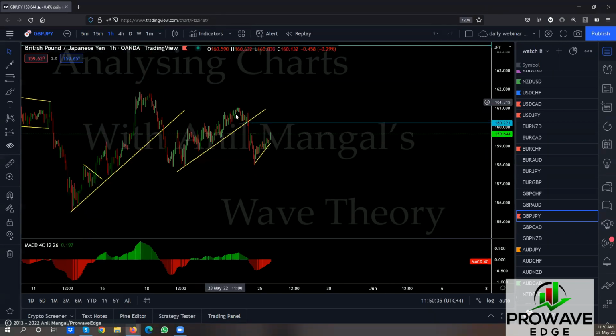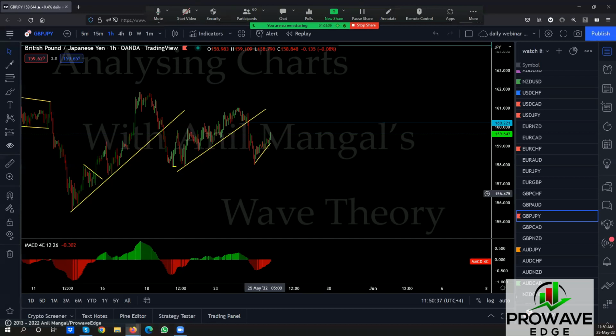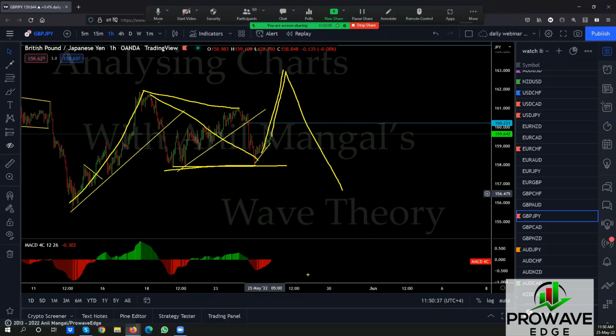Remember what I said, this could be just a flat, just a drop. We wanted to drop and break this low, right? This was the target, come break this low. Well, it didn't actually break the low, but can that be a contracting flat that is going up here and then come back down, right? 1, 2, 3. It could be a contracting flat, right?